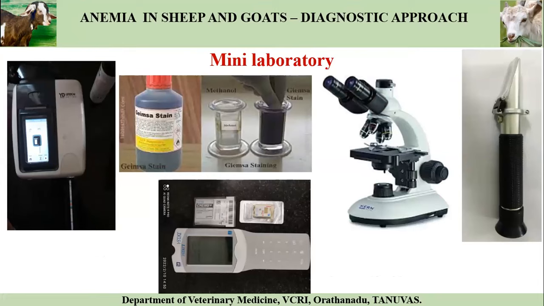So at your level, what are all the things you can buy? You can buy urine analysis strips, or an automated urine analyzer, and one light microscope. Also, to check the specific gravity of the urine, you can have a refractometer.